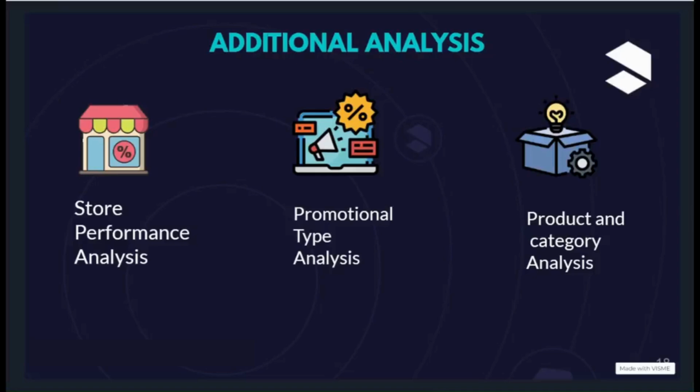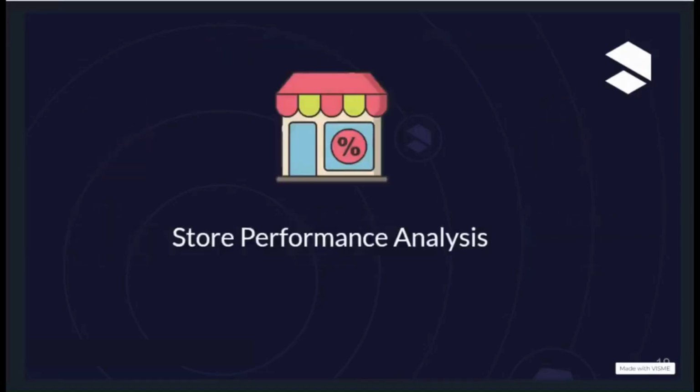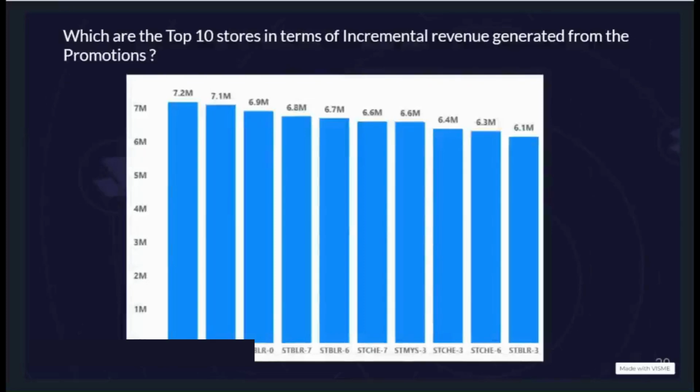Here we will talk about three types of analysis: store performance, promotional type, and product and category. We will look at them one by one. First we will do the store promotion analysis. The first question is, which are the top 10 stores in terms of incremental revenue generated from the promotion? As you can see here, these are the top 10 stores in terms of incremental revenue. Here, the store in Mysuru 1 generated the most revenue, with 7.2 million.